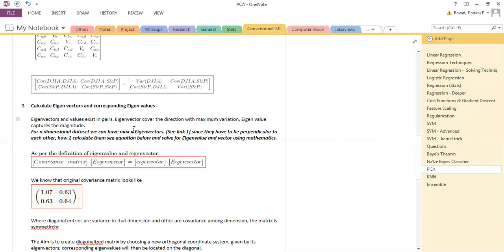So our job is to calculate the first eigenvector, which contains the maximum variance, and the other eigenvector will always be perpendicular to it, and the third one is going to be perpendicular to both the eigenvectors, and similarly all the others.